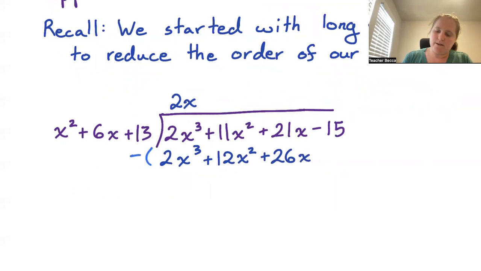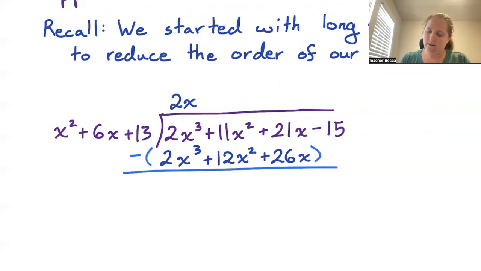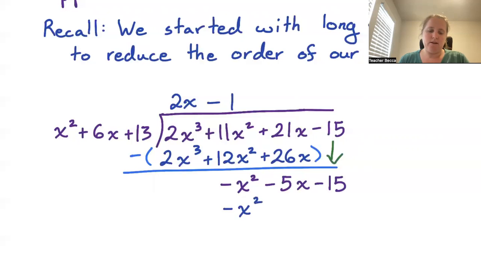Then we subtract that whole line off, and we wind up with negative x squared minus 5x. Bring down that minus 15. And again, x squared goes into negative x squared minus 1 times. Negative 1 times x squared is negative x squared. Negative 1 times 6 is a minus 6x. And then we also have a minus 13.